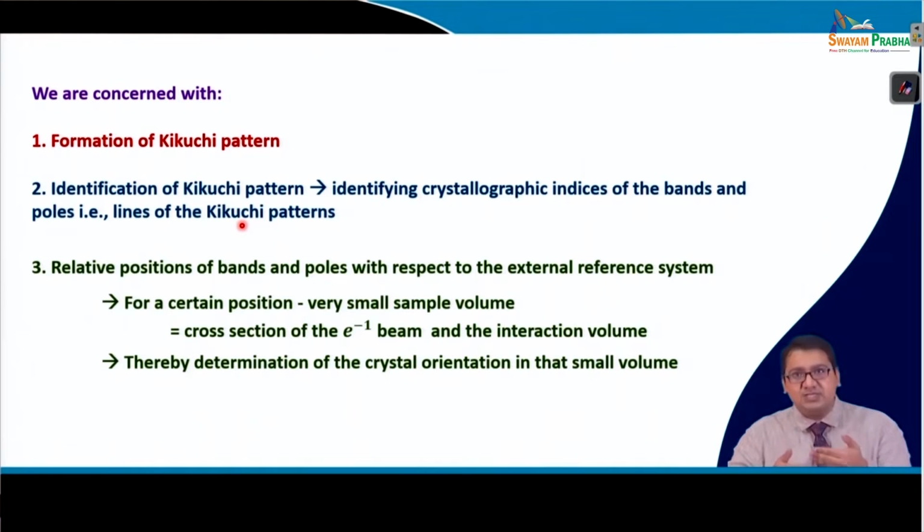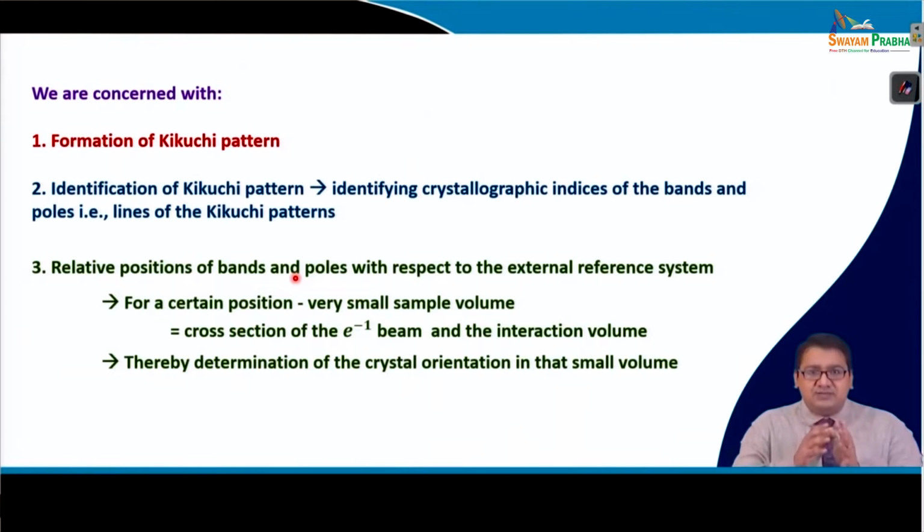So, when we are putting the sample in the TEM or in the SEM, what we are trying to do, we are putting the sample with knowing its specific important reference systems, means RD, TD and ND, for example, for a rolled specimen. So, if we can put the specimen in such a way that we know which direction is RD, which direction is TD and which direction is ND, then we can get the relative position of the bands and the poles with respect to this external reference direction.